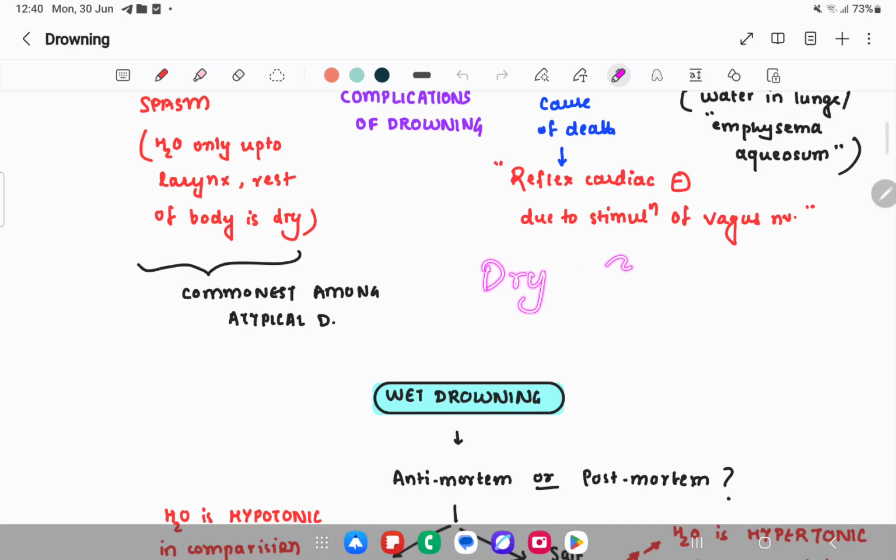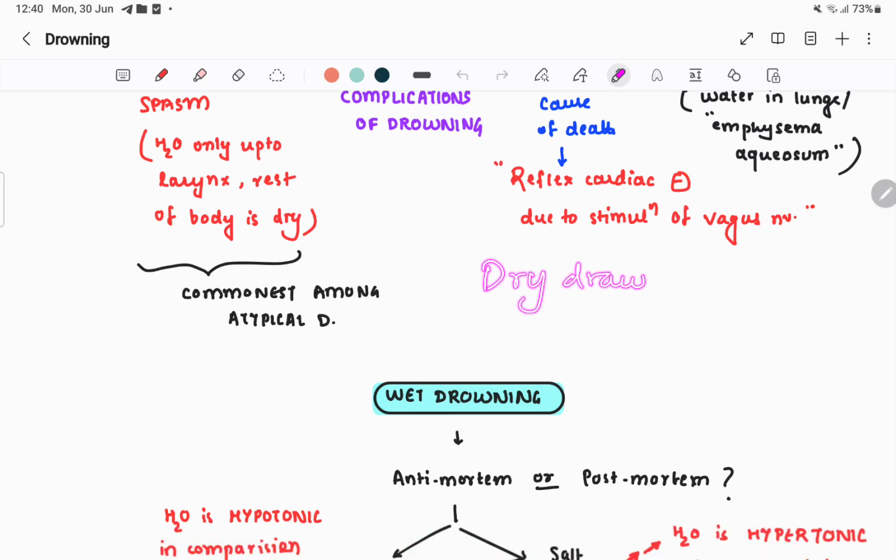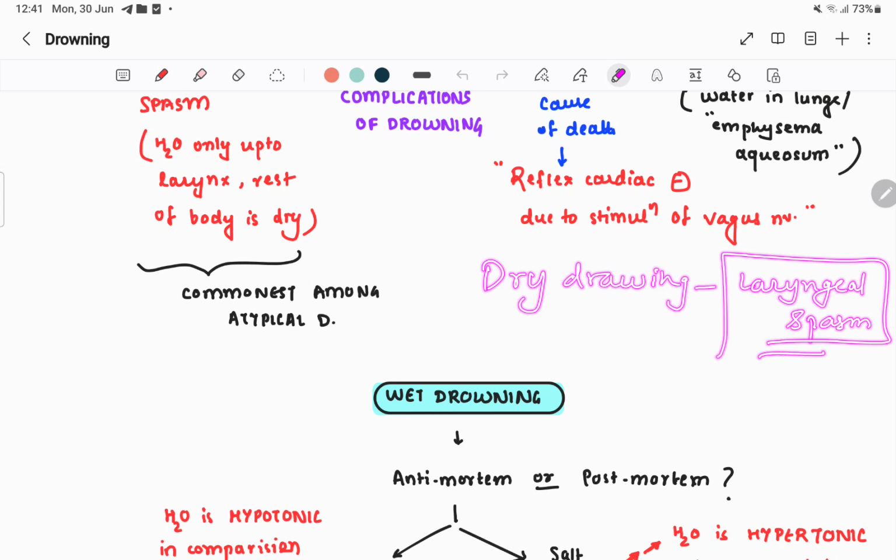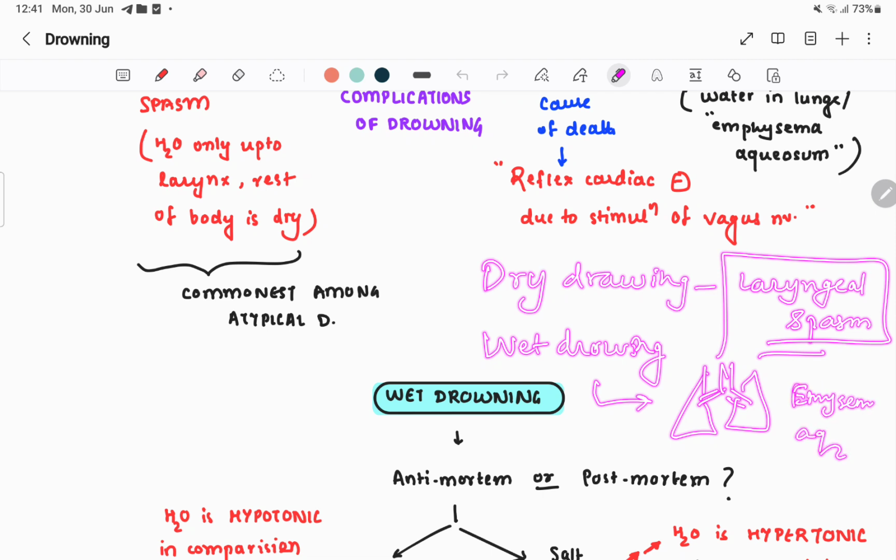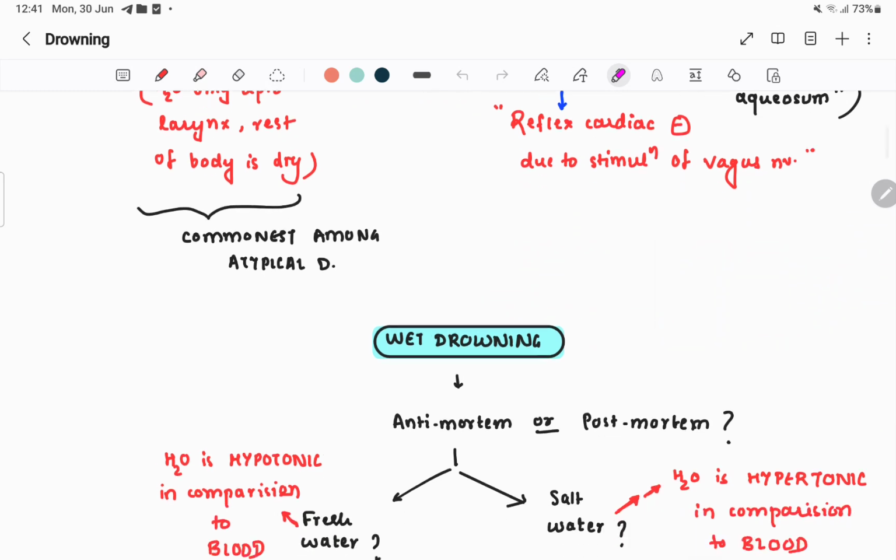So dry drowning, what is the cause? Dry drowning: laryngeal spasm only up to the larynx, no other body parts are wet. Wet drowning: the cause of death is water in the lungs, the lungs get filled with water, and this is called emphysema aquosum. This is wet drowning.